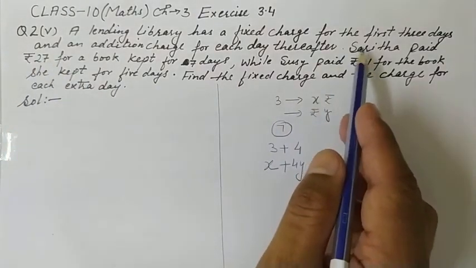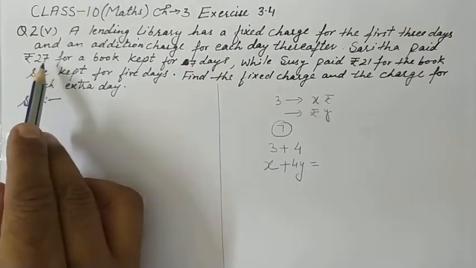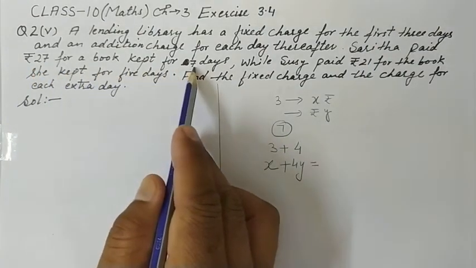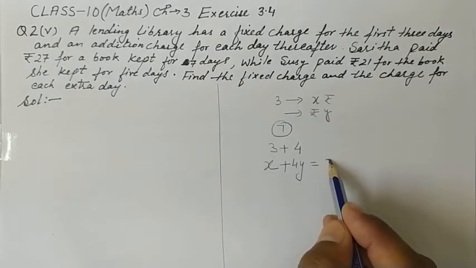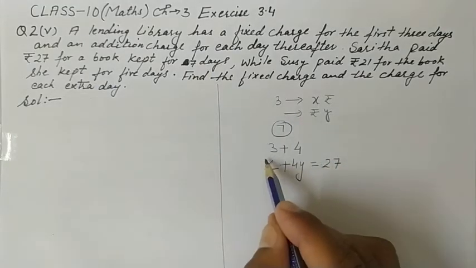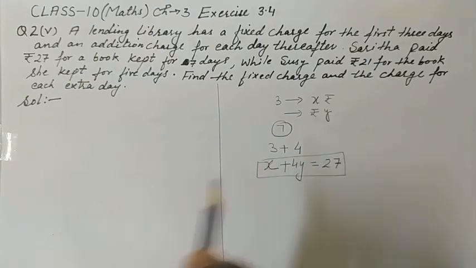He said that Sarita paid rupees 27 for a book kept for 7 days. So we are finding out for 7 days only. So this money is 27. So this will be our first equation.